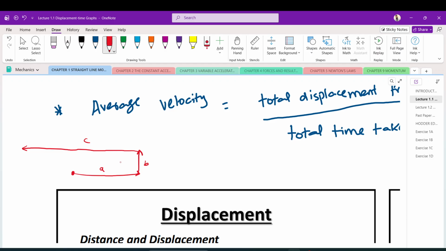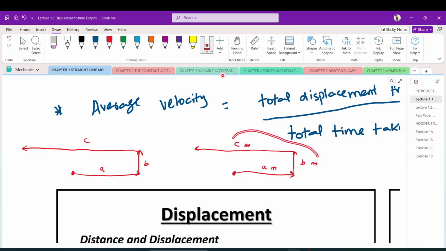So if I started from here, okay, I travel to the right. Again, I'm traveling a meters. Okay, then I travel upward. I take a u-turn just like in the previous scenario, and then I go all the way back over here. That's c meters. Okay, now for displacement, we don't really care about this part of the journey.